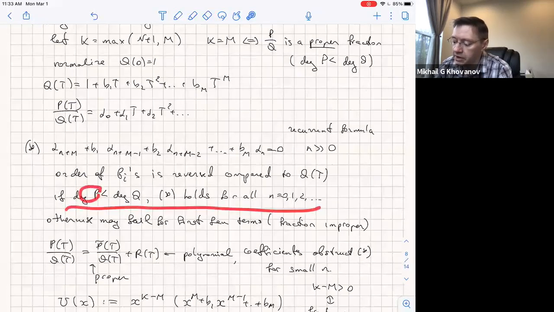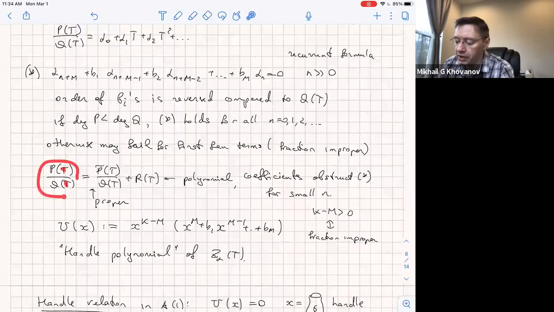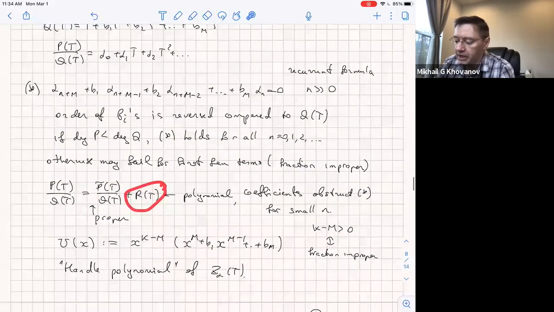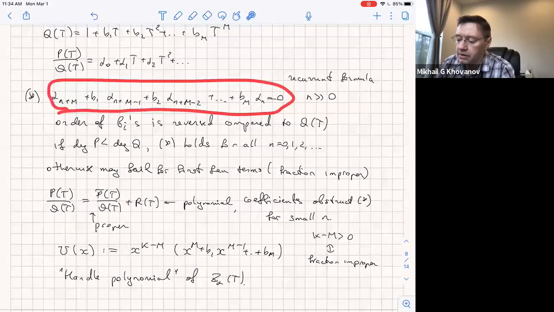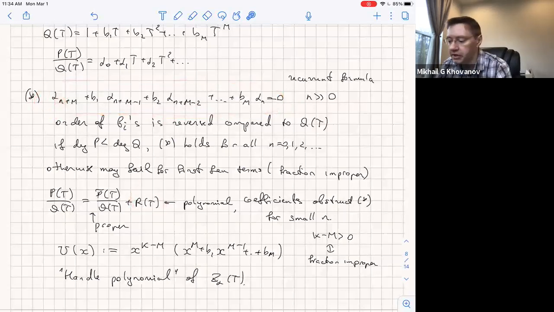And if the degree of P is less than that of Q, then in fact this holds for all lowercase n. Otherwise, one way to think of it is that you can take the ratio P by Q and write it as a proper fraction, P tilde over Q, with the degree of P tilde less than the degree of Q, plus a polynomial in t, R of t. Having this polynomial doesn't allow you to have this recurrent relation right away. So you need to take sufficiently large n to avoid the coefficients of R of t appearing in this formula. This is the explanation for why you cannot always start in the lowest degree.